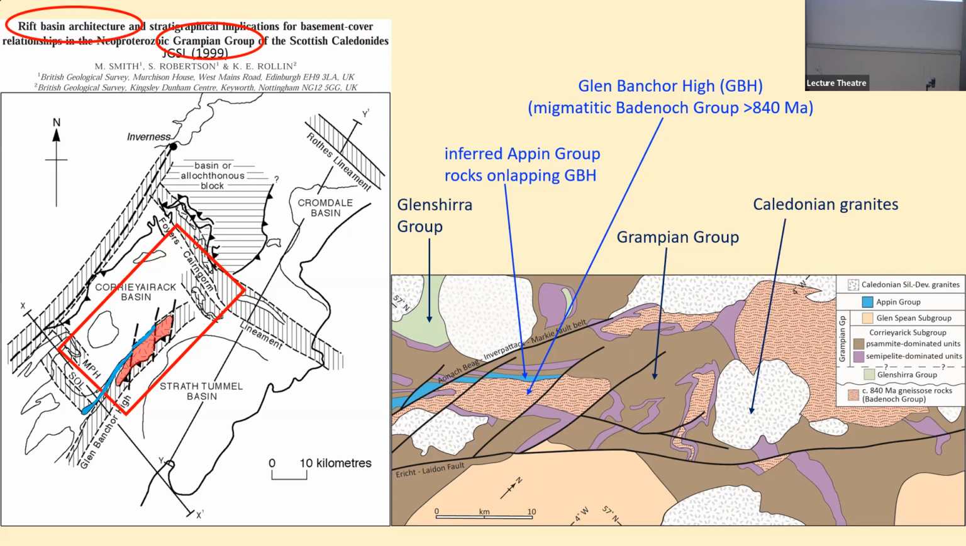So we have the Grampian group and the Appin group. So the Appin group is sitting well above the base of the Grampian group, and the idea is that it is onlapping this paleo high of these basement rocks, the Badenoch group.